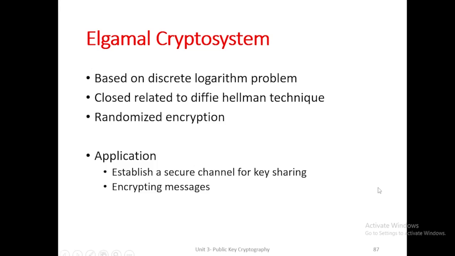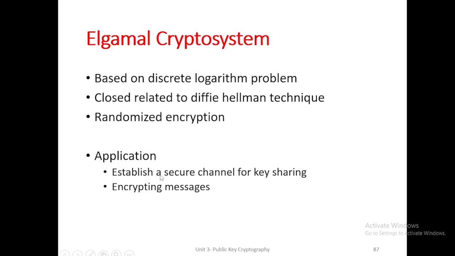Welcome to cryptography class. Today's topic is the Elgamal cryptosystem. It is one of the randomized public key encryption mechanisms. This algorithm is most relevant to the Diffie-Hellman key exchange algorithm. In this Elgamal cryptosystem, the discrete logarithm methodology is used for calculations on the encryption and decryption side.